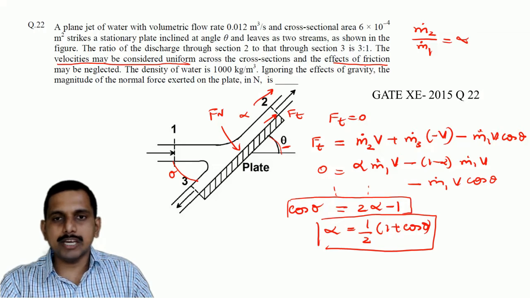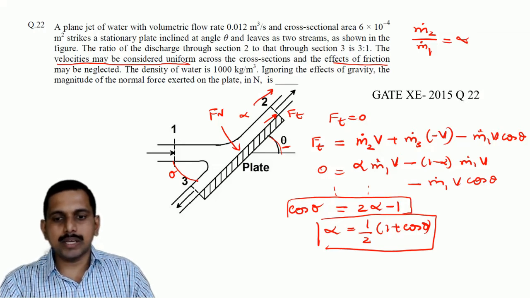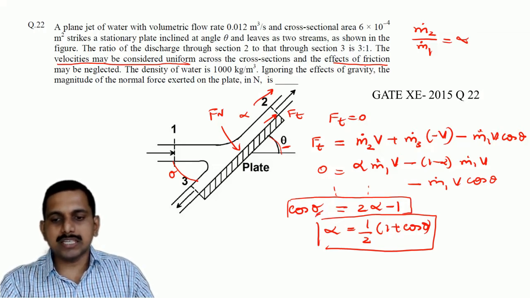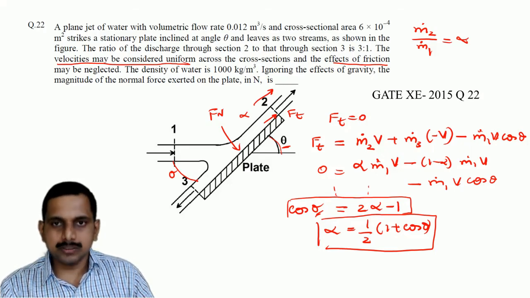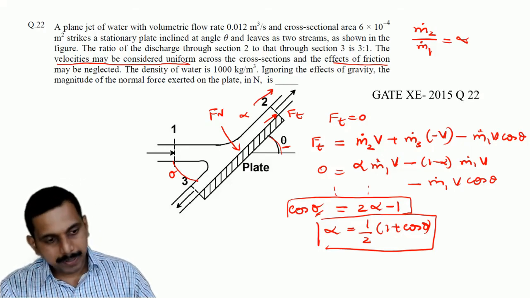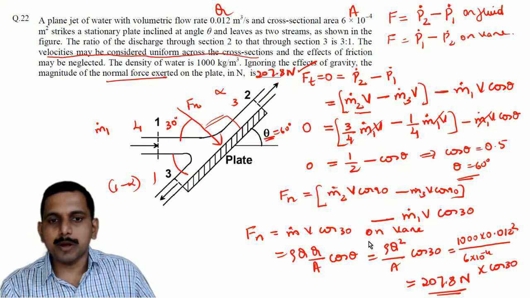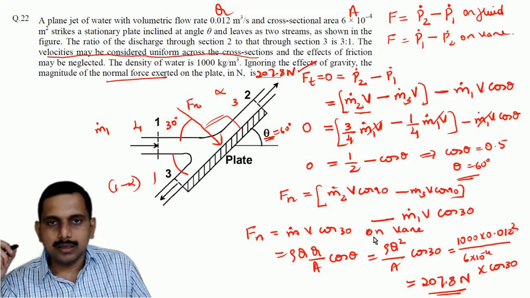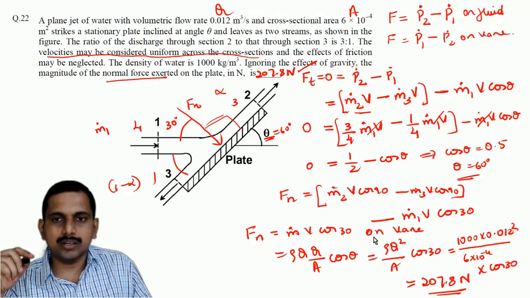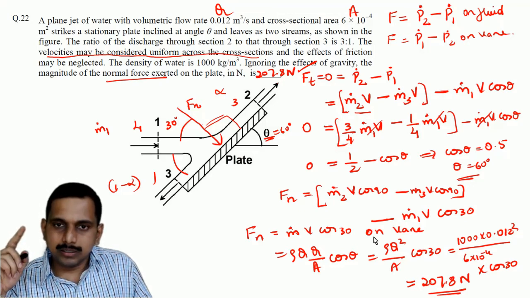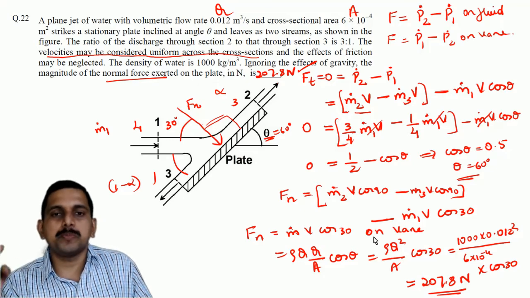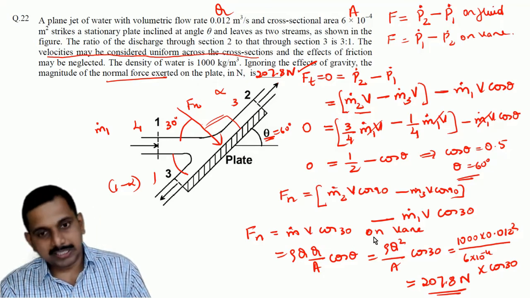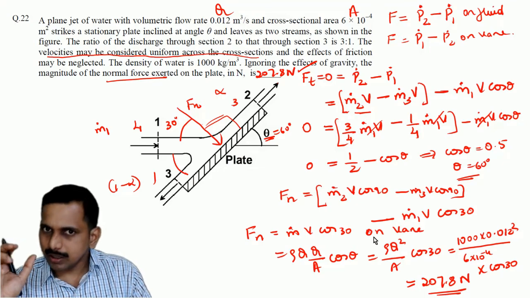So if alpha is given, as in this case, you can calculate theta. If theta is given, you can calculate alpha. So this is very important. Based on this we have solved this problem last time. The card is given on the top of your screen, and you can go to the explanation in this particular video. We are just explaining the concepts here.